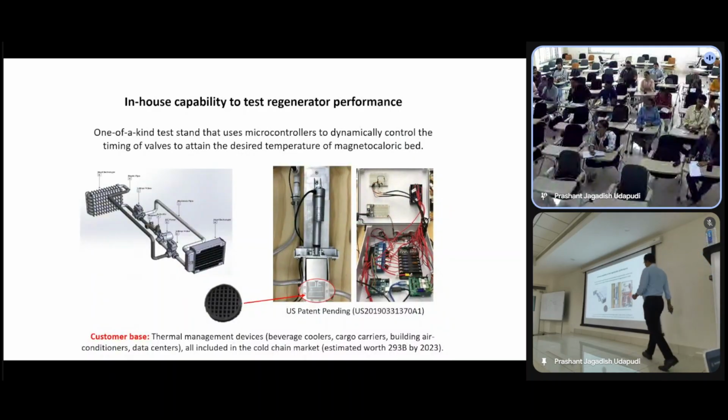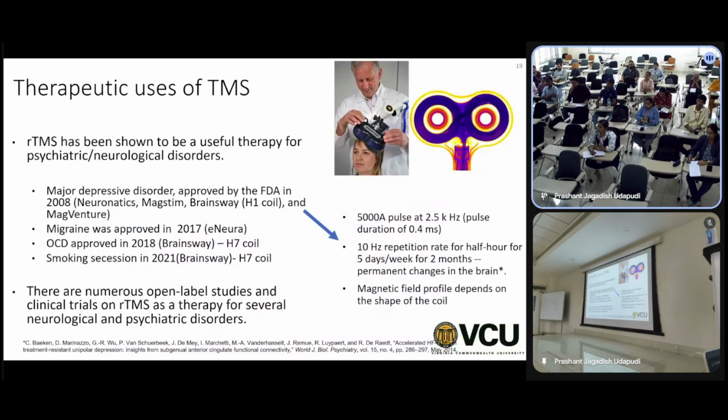And now we put this regenerator in the magnetocaloric refrigerator. This is what we built in our lab. It was not a very efficient one, but it was sufficient for us to characterize whether we can get better heat transfer efficiency using these microchannels. Okay, so that's about additive manufacturing of magnetocaloric materials.